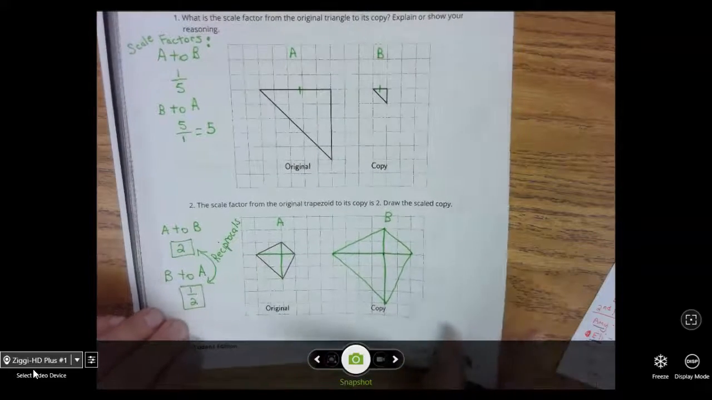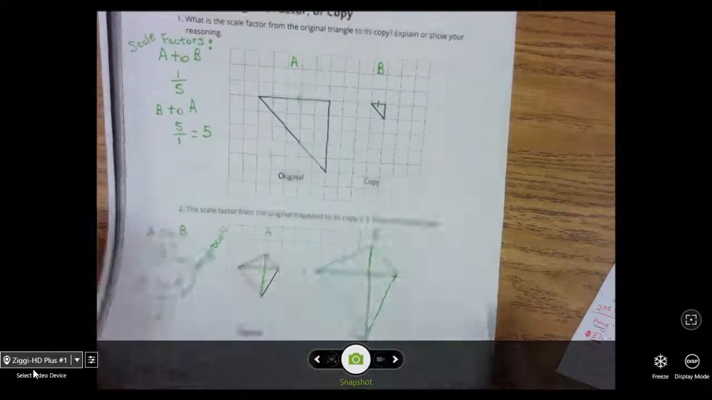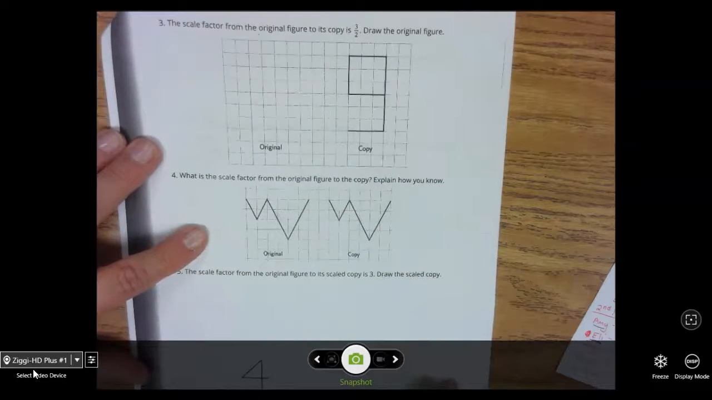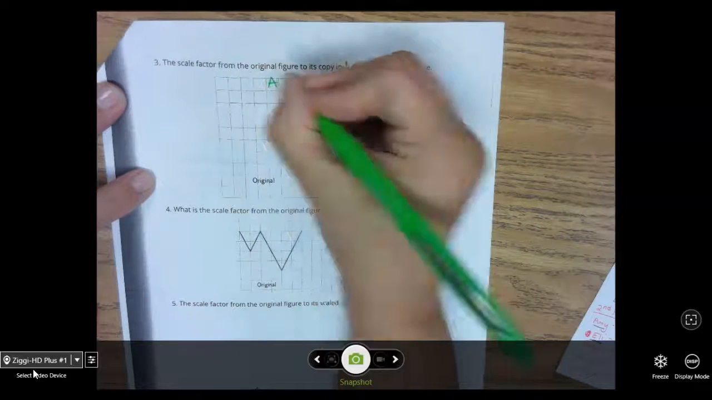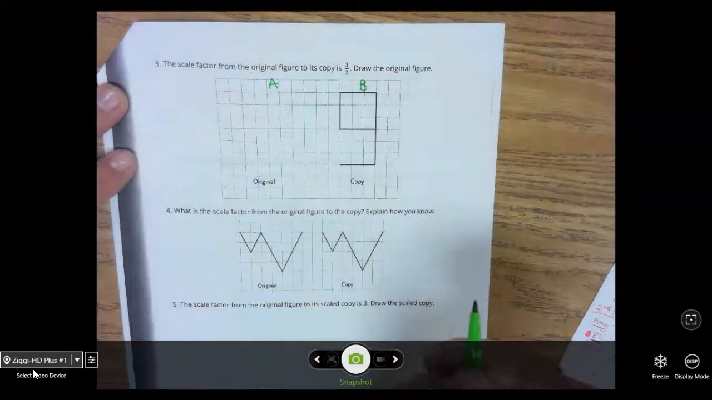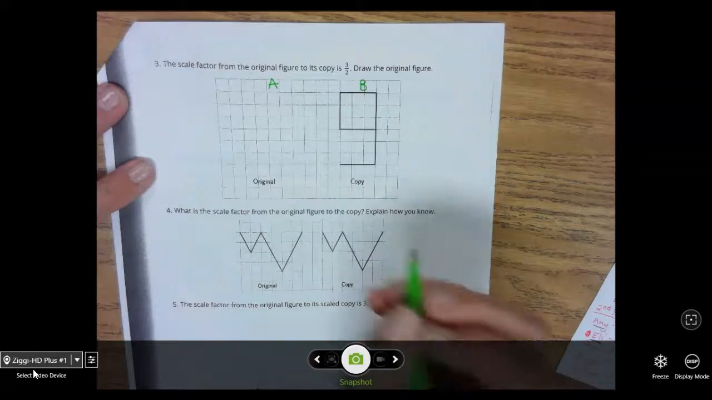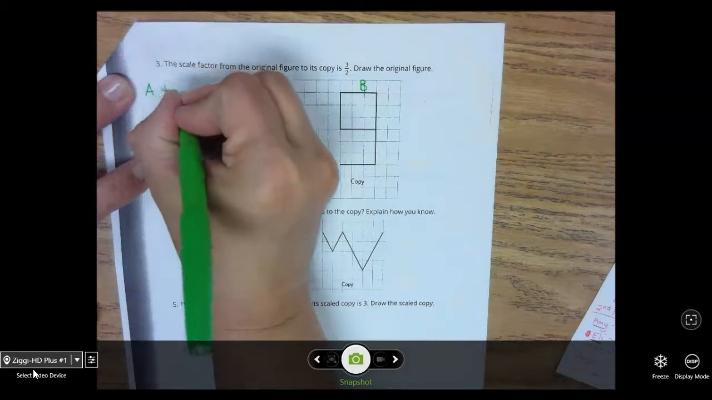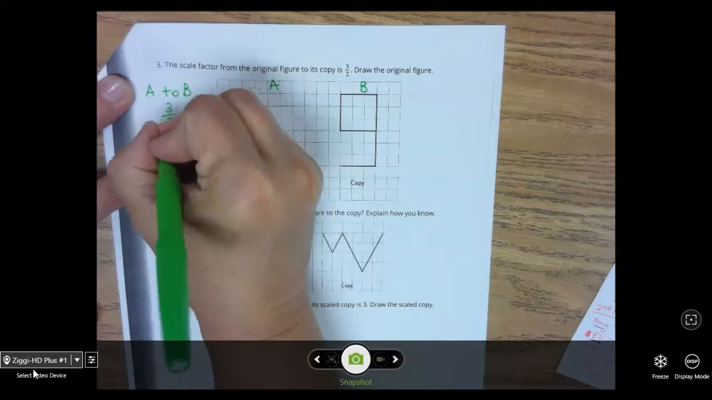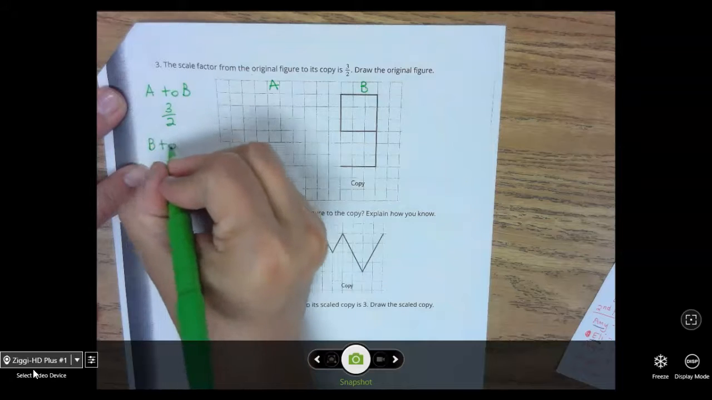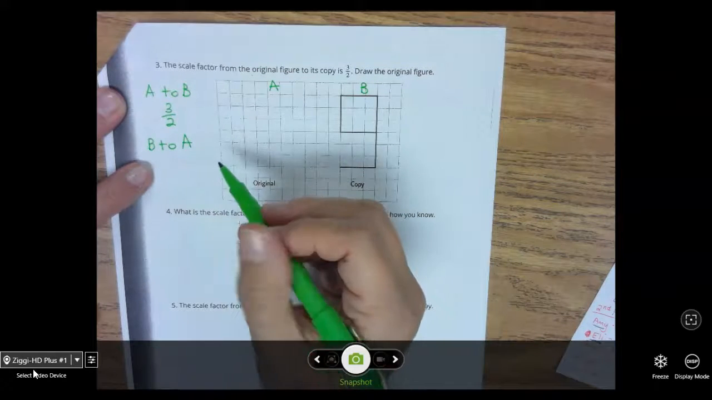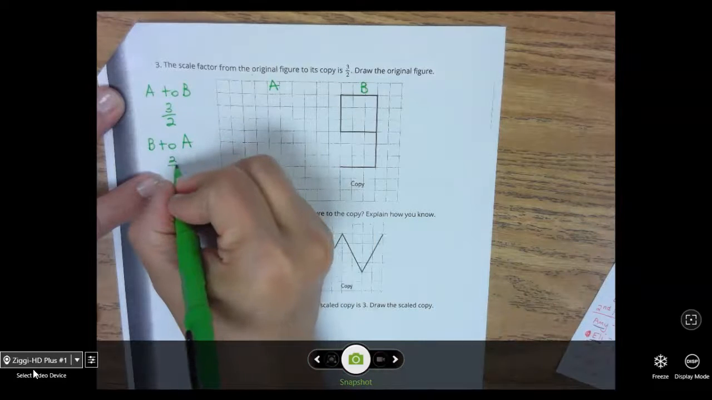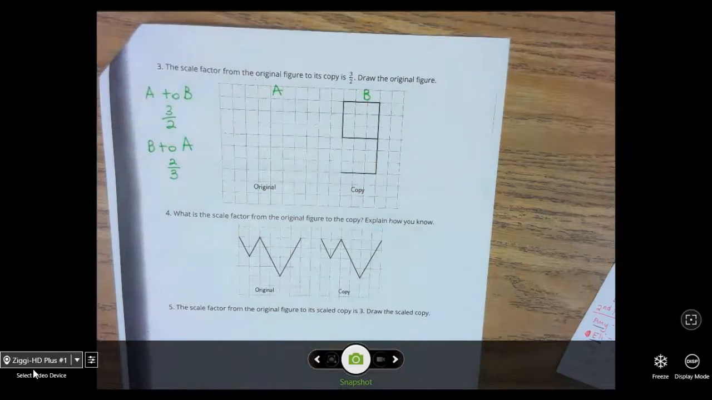Okay, let's go to the next problem. The scale factor from the original figure to its copy is 3/2. So again, I like to call them A and B. It makes it easier. 3/2. What would be the scale factor then from B to A? If we wanted to go this way, it should be 2/3, right? We're just going to flip it, have reciprocals.